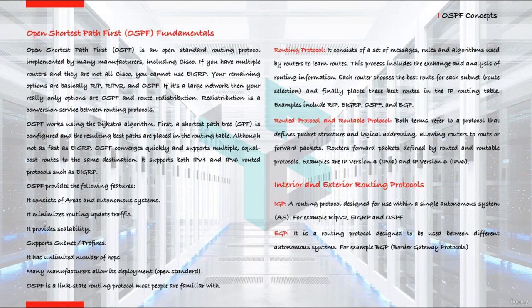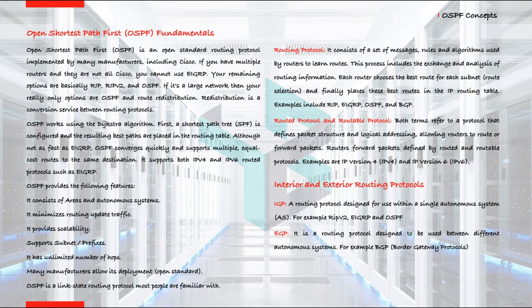Now let's talk about the routing protocol. A routing protocol consists of a set of messages, rules, and algorithms used by routers to learn routes. This process involves exchanging and analyzing routing information, with each router choosing the best route for each subnet and finally placing these routes in the IP routing table. Examples of routing protocols include RIP, EIGRP, OSPF, and BGP. There are also routed and routable protocols, and we can give IPv4 and IPv6 as examples.